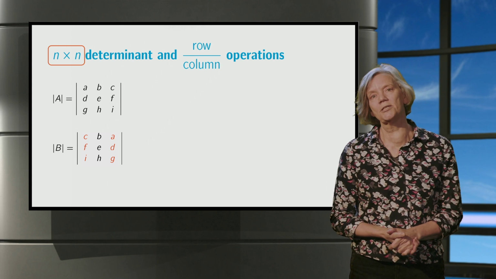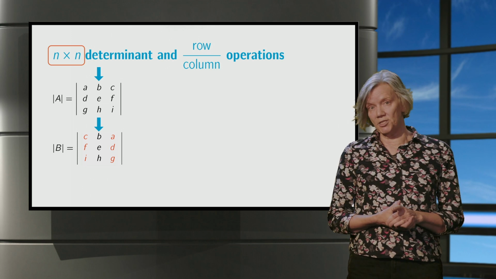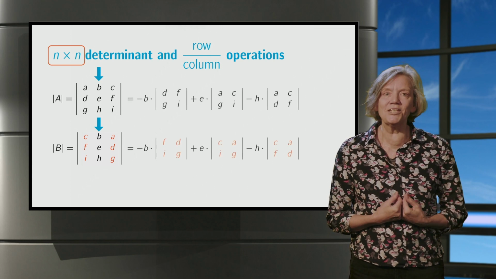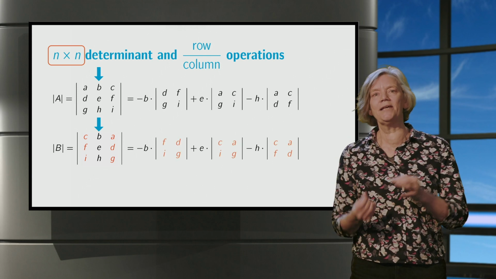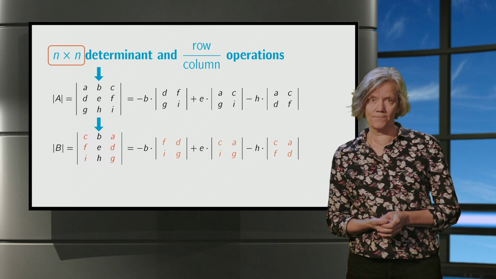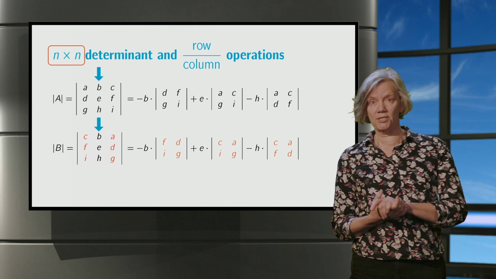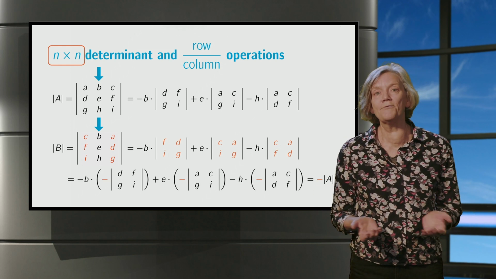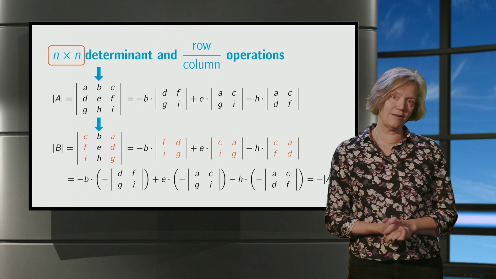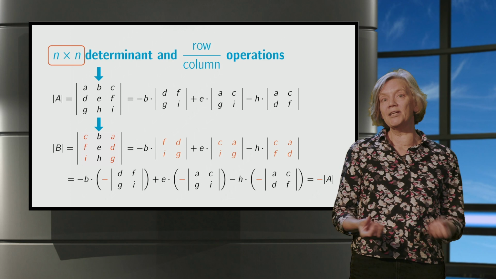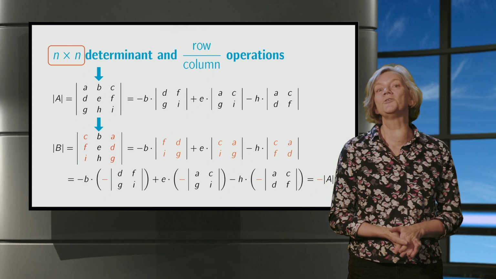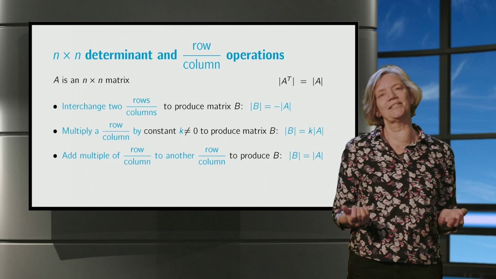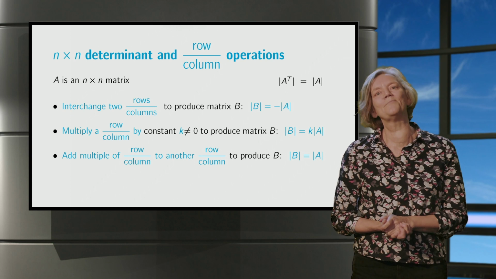What about the determinants? The second column stays unchanged, so we can expand both determinants across that column. The expansions have exactly the same weights, minus b, plus e, and minus h. The differences between the two expansions are in the 2 by 2 determinants only. 2 by 2 determinants behave according to the rules that we have just derived. So also this 3 by 3 determinant of B is minus the determinant of A. This example can be generalized, and we can conclude that the same rules are valid for all n by n determinants.